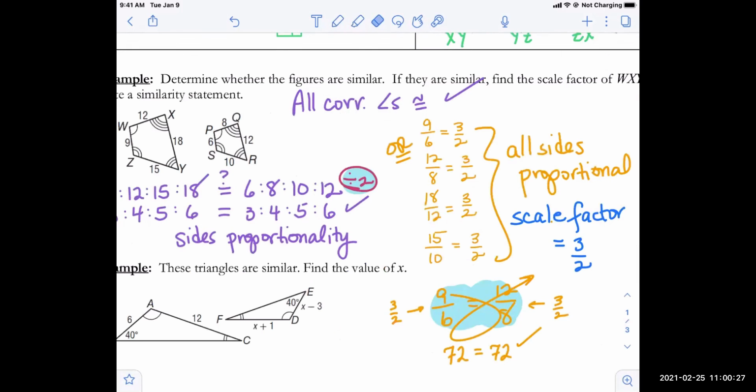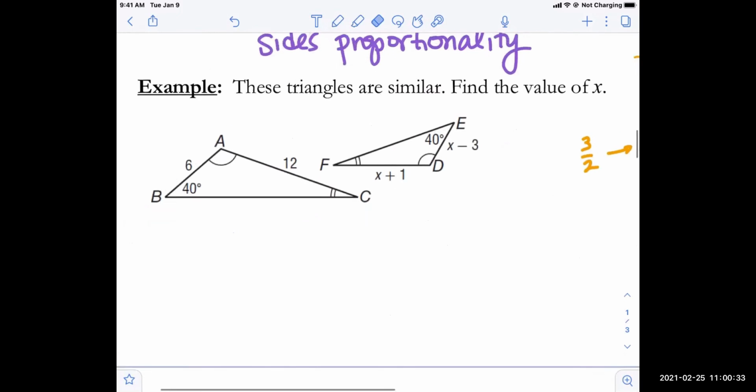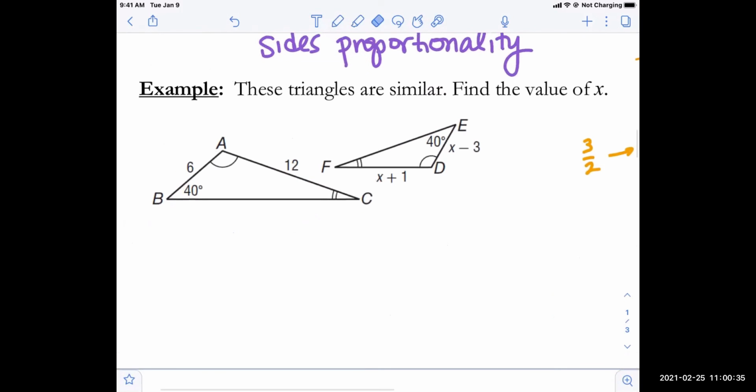Okay, how about the next one? So it says these triangles are similar, find the value of x. So how did the sides correspond? So notice where the 40-degree angle is here. The 40-degree angle there and the 40-degree angle there. Okay, and you got a single and a double marked angle.